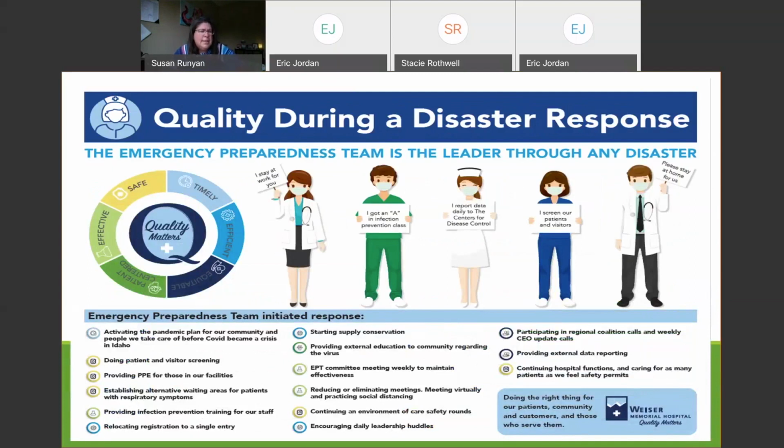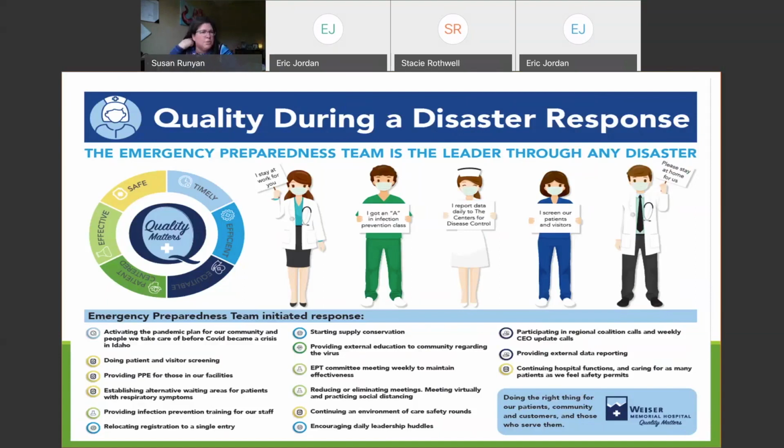This was something that they did for COVID when it came in, and they changed and shifted gears and built it around the pillars of quality, the 6 aims that we talked about last time. So safe, timely, efficient, equitable, patient-centered, and effective. And so they framed their entire quality program around that type of structure. So when it's talking about providing external data reporting, that's equitable.